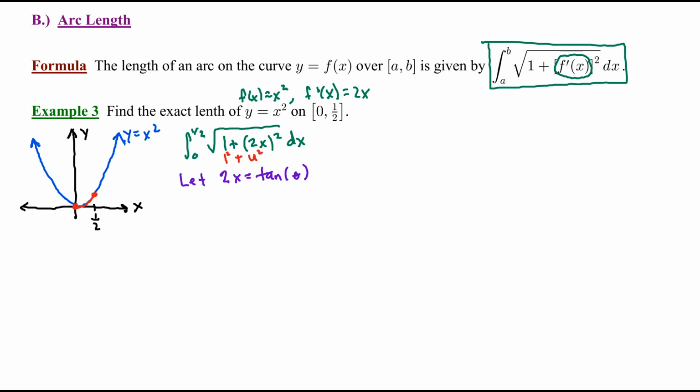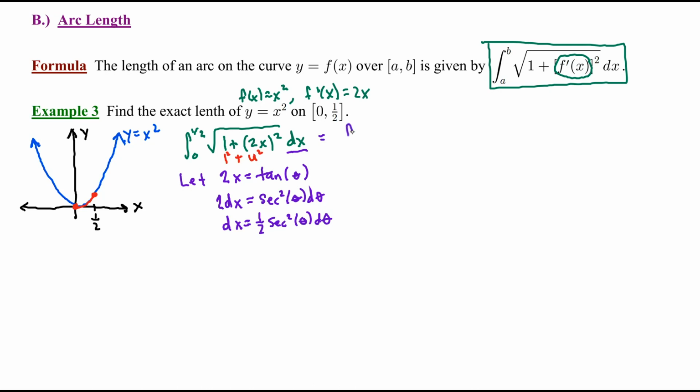Then we'll proceed at this point as we normally do to differentiate both sides. The derivative of tangent of theta is secant squared theta d theta. Observing that what's left over in the integral here is just dx, I'm going to isolate dx by multiplying both sides by 1/2. Then we're ready to rewrite our definite integral in terms of theta.